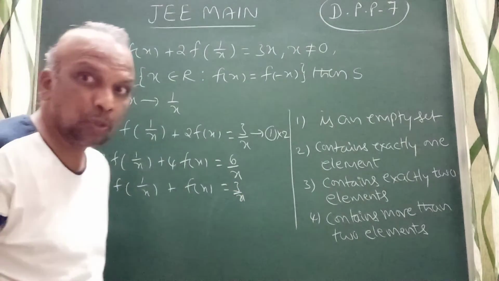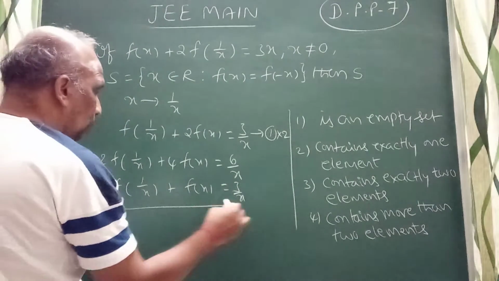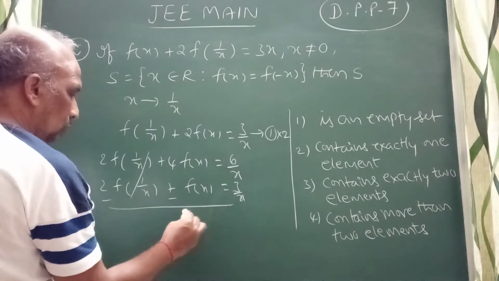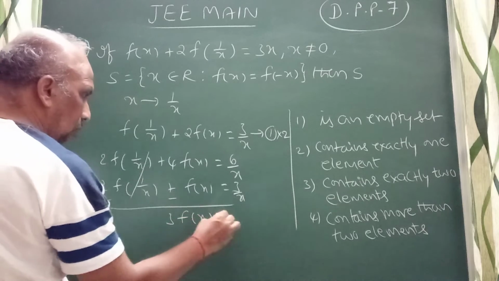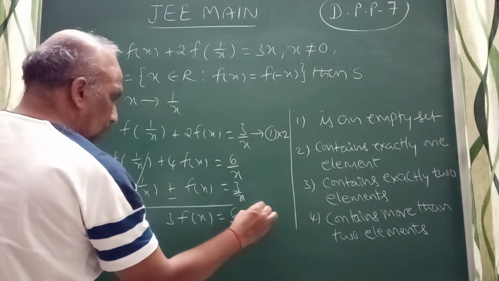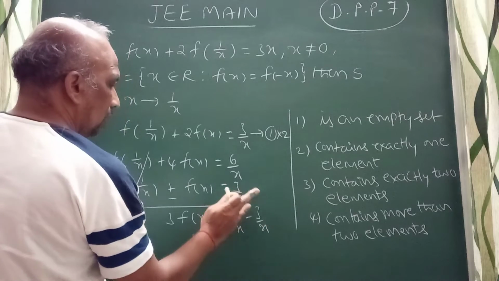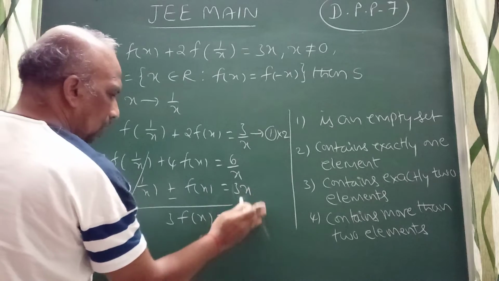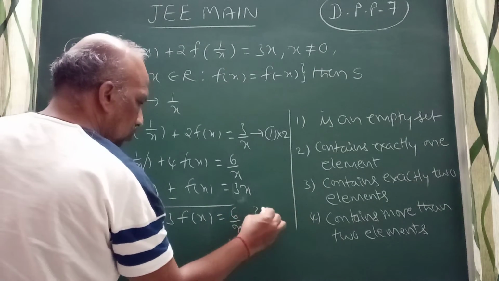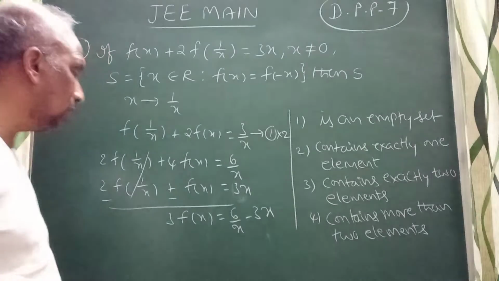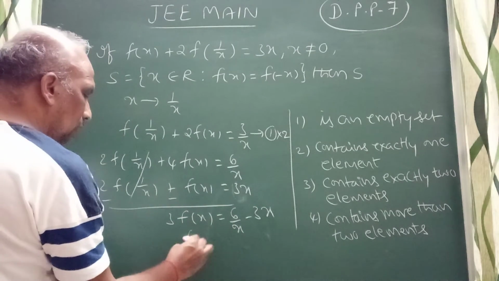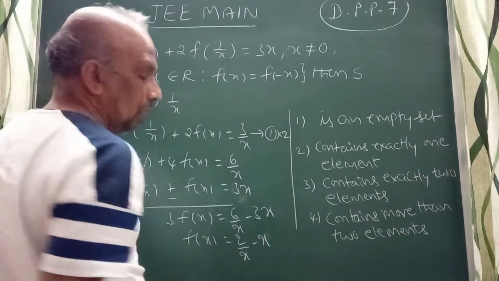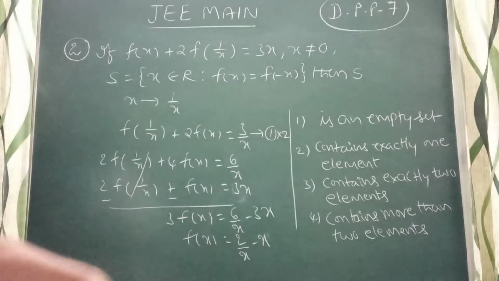If I subtract this, I can eliminate this one. This will give 3 f of x. So you will get 3 f of x equal to 6 by x minus 3x. This is given 3x. Now you can check that I can divide by 3 here. f of x will be 2 by x minus x. That is f of x. I have f of x equal to 2 by x minus x.